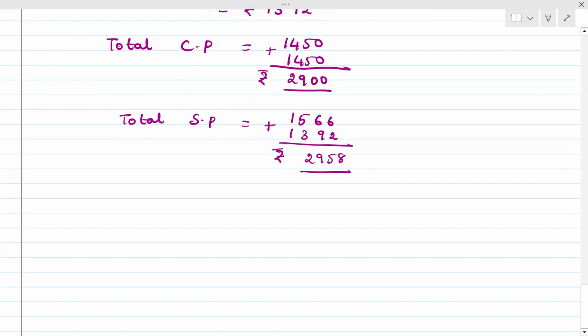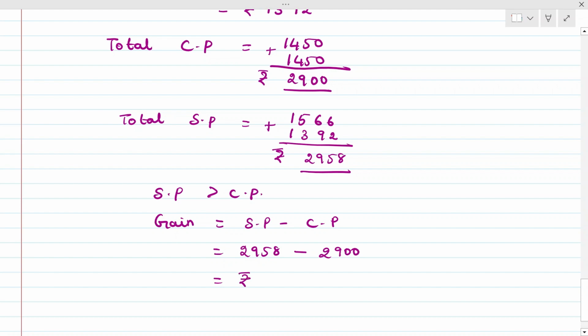So now SP is greater than CP. Therefore, gain. The girl would have ended up getting a gain. What is gain? SP minus CP. What is SP? 2958. Here they have asked about the whole transaction only, so both the jeans' SP minus both the jeans' CP, that is 2900. So the gain is 58 rupees.